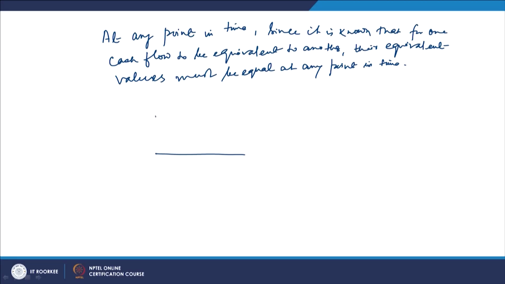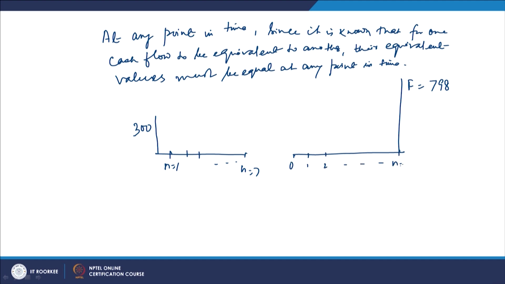Suppose one of the cash flows, as we discussed, gives you the present value of 300 for 7 years of time, and in another case you have the future value, which comes to 798 rupees, again with n equal to 7. Now, if they are equivalent, then at any point of time, if you find the values, they must be equal. The rate of interest is 15% and the time is 7 years.